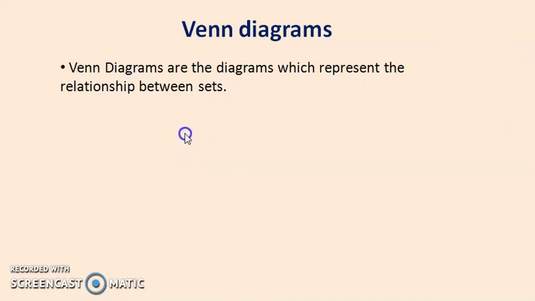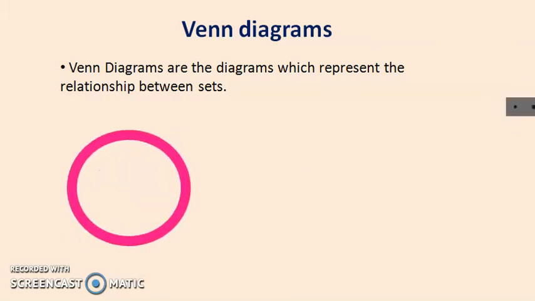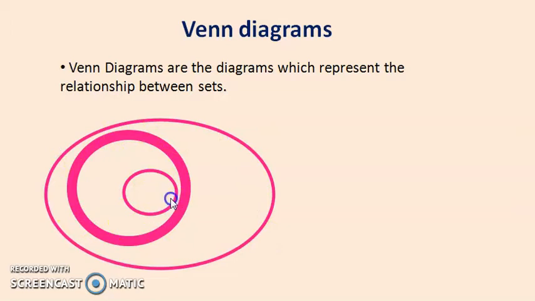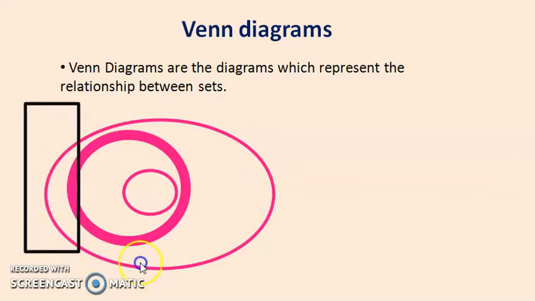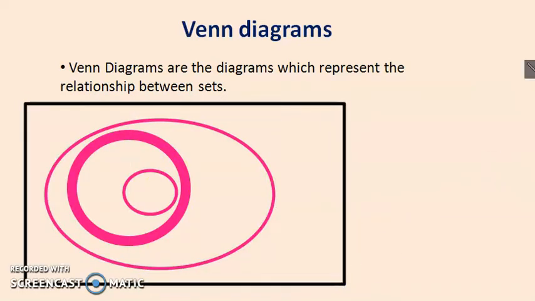Suppose, considering set A, so these are all representations of sets in the number system. So these are all the ways of representing the sets. Suppose this is natural numbers, this is whole numbers, this is integers, and this is rational numbers. So I can express this in terms of sets represented in diagrammatic form. This is called a Venn diagram.